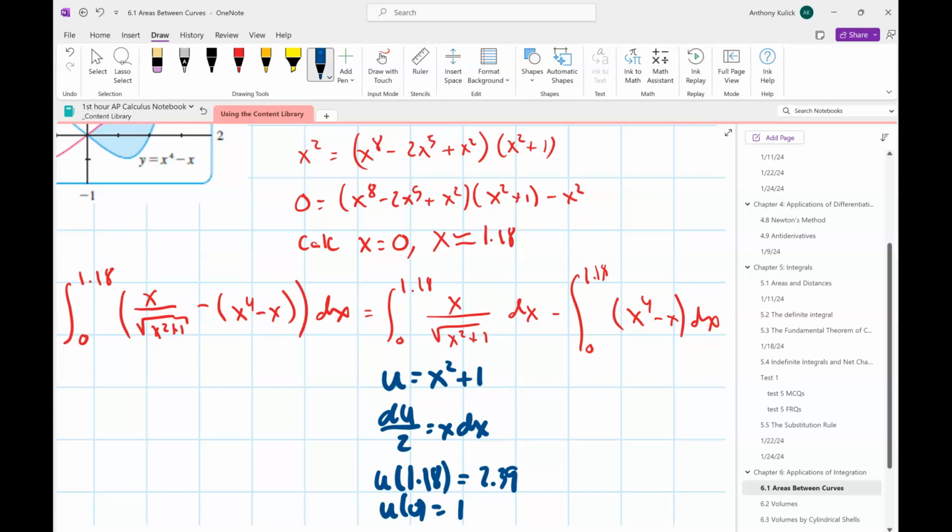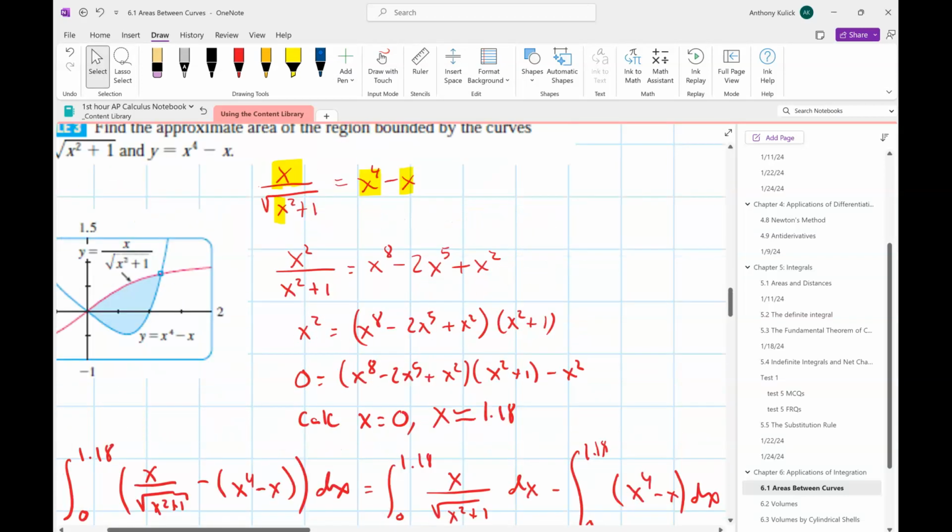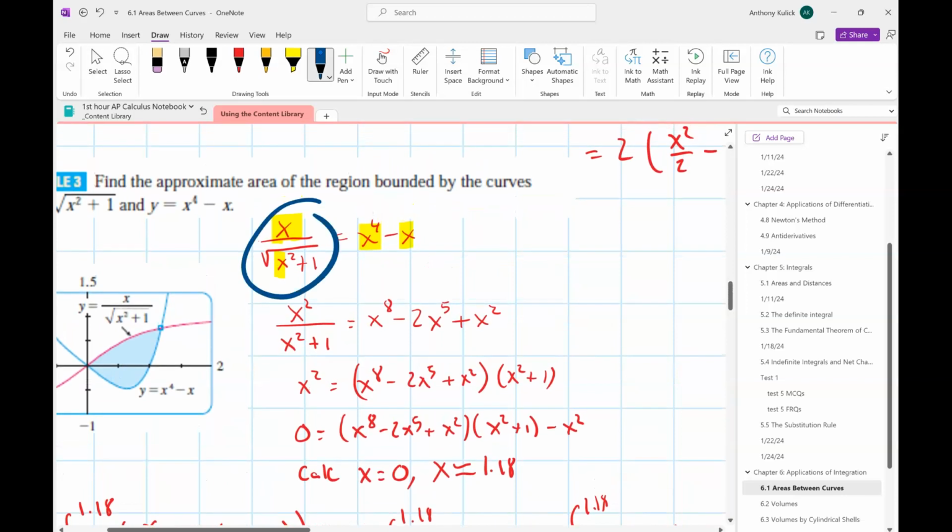Katie? So I would have just y1, y2, and then graphed and found the intersection. Yeah. So there should be one at 0, and there should be one out like that 1.18.